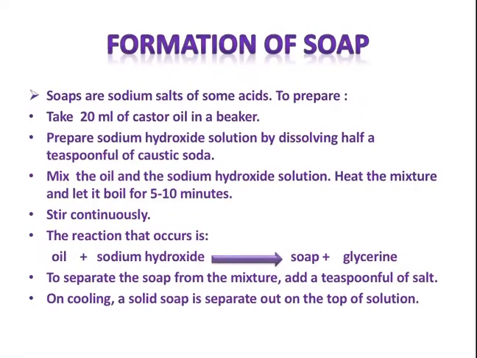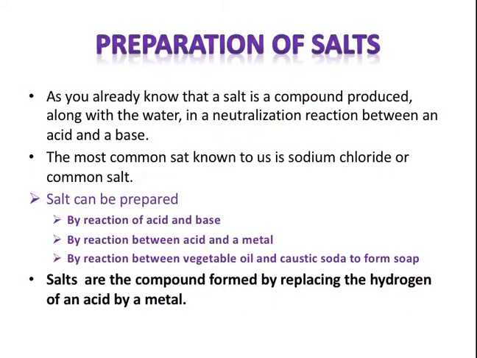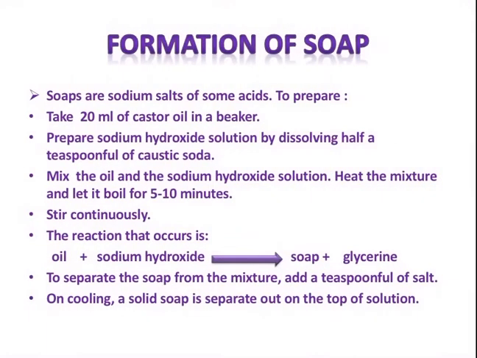Now, we have already studied the reaction of acids and bases which forms the salt, and we studied the reaction between an acid and a metal earlier. Now, the reaction between vegetable oil and caustic soda forms soap. So how can we form a soap? Soaps are the sodium salts of some acids, and to prepare one we have to take 20 ml of castor oil.